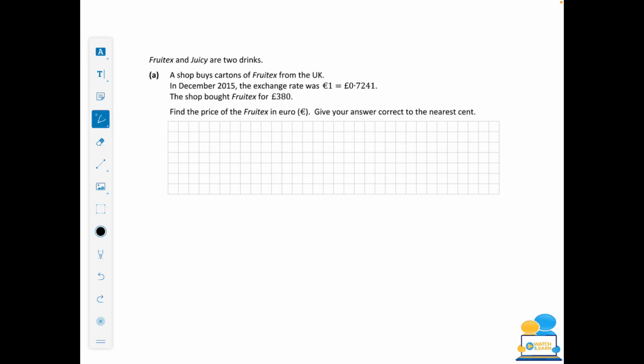Just look at one other question then. So Fruitex and Juicy are 2 drinks. A shop buys cartons of Fruitex from the UK. In December, the exchange rate was €1 was equal to that. The shop bought Fruitex for £380. Find the price of the Fruitex in euro. Give your answer correct to the nearest cent. Okay, again, we'll write down our exchange rate. So €1 is 0.7241.